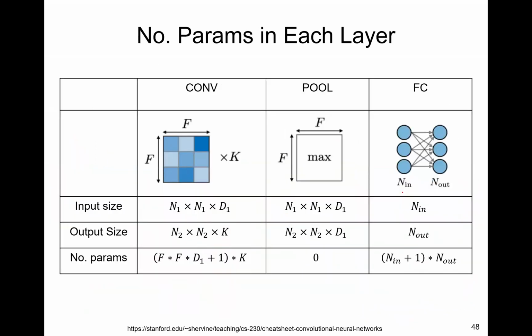So this is the formula for computing the number of parameters in each layer. For conv layer, input size, output size, and number of parameters is simply number of weights plus a single bias times number of filters. For pooling, 0. Pooling layer has no parameters. Fully connected layers has this many parameters. So in fact, in a large CNN, over 90% of the parameters are due to the FC layers.